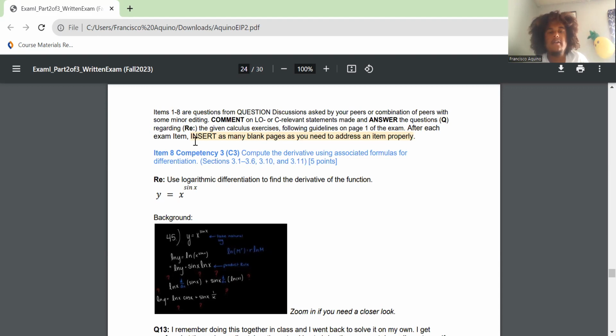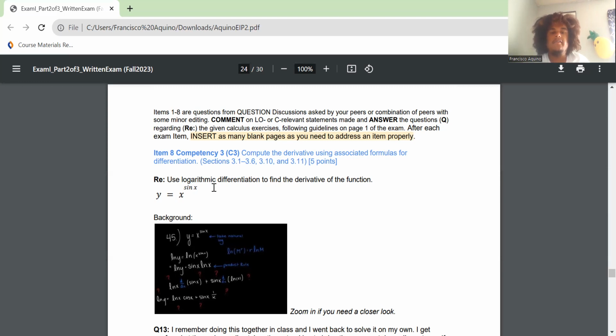Here we have the third and final item, item 8, competency 3, where it wants us to compute the derivatives for functions using everything we've learned: differentiation rules, techniques, things like that. So right away we have the function y equals x raised to the sine x. When you look at this function, it's not like a power function or an exponential function. It's a strange one. So before you even get into the algebra parts, you want to manipulate this function so that it's in a form that makes it easier to solve.